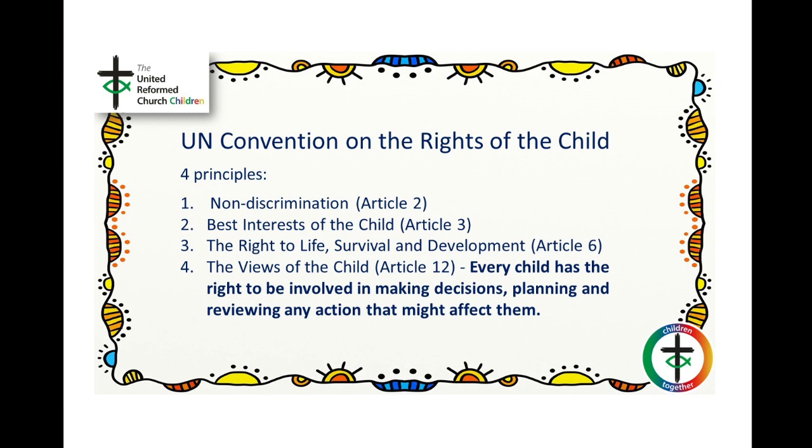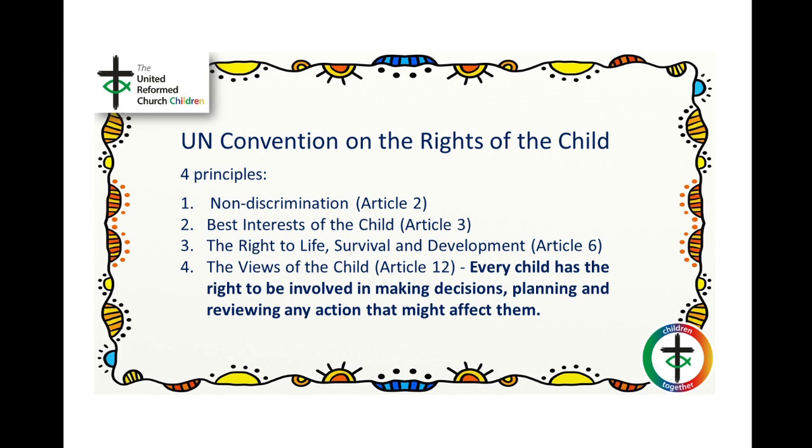The United Nations Convention on the Rights of the Child contains 54 articles. 42 are directly about children and young people, and 12 are about how governments should implement them. There are 4 main principles in the UNCRC. The first one, non-discrimination, contained in Article 2. All rights guaranteed by the UNCRC must be available to all children without discrimination of any kind.